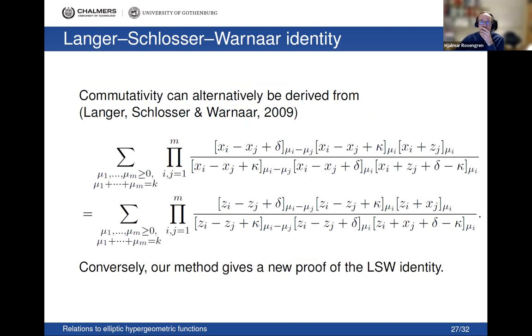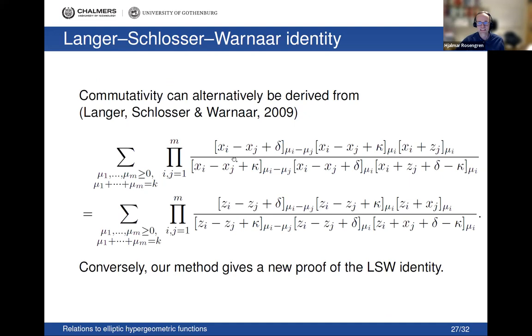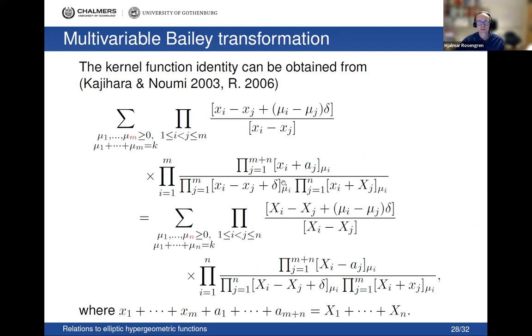And for the kernel functions, it's a similar thing: you can obtain the kernel function from some elliptic hypergeometric identity. This one was found by Kajihara and Noumi and by myself. If you're not used to these things, they look horrible, but this is actually quite the standard thing. It's like a standard Milne type hypergeometric series. This one is quite unusual actually, with this type of double products. But this one is a much more common thing.